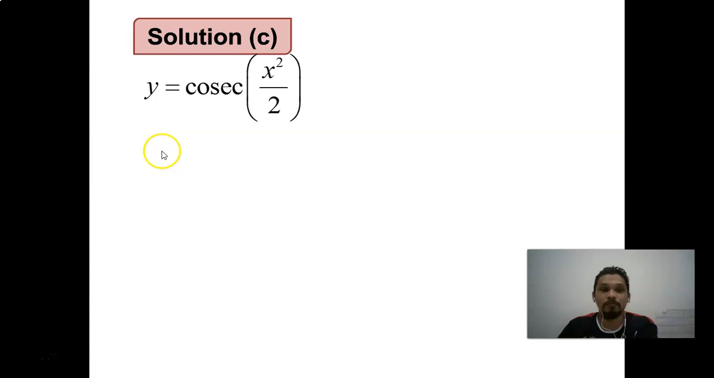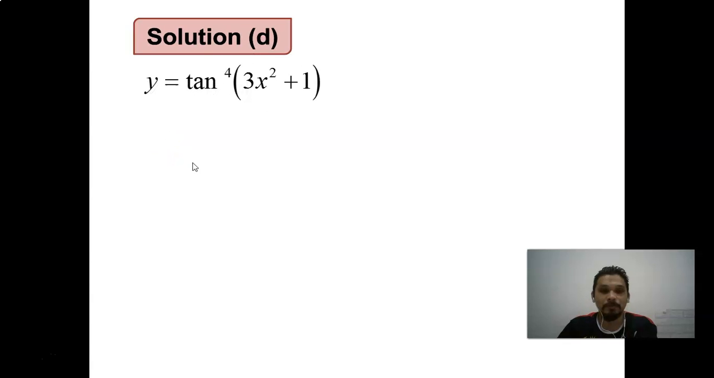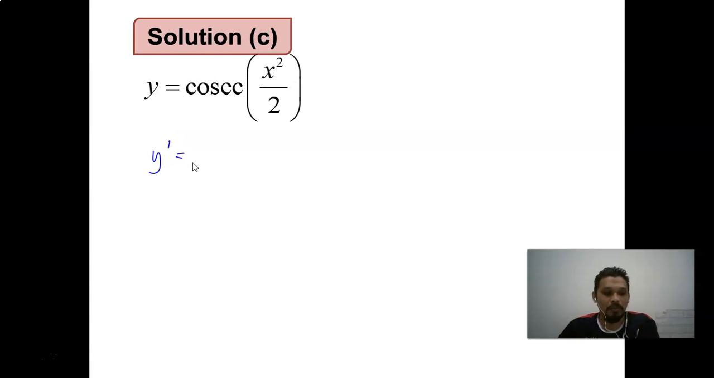And now y equals cosecant x squared. y prime equals, differentiate cosecant.